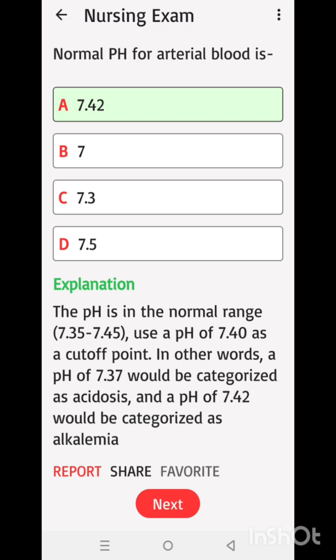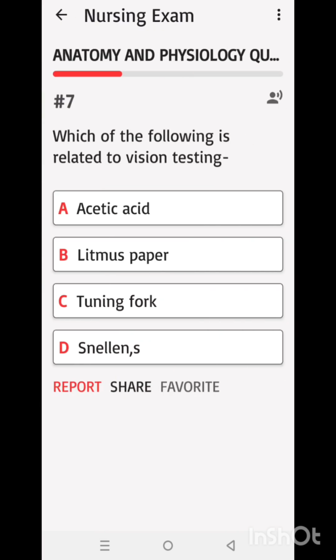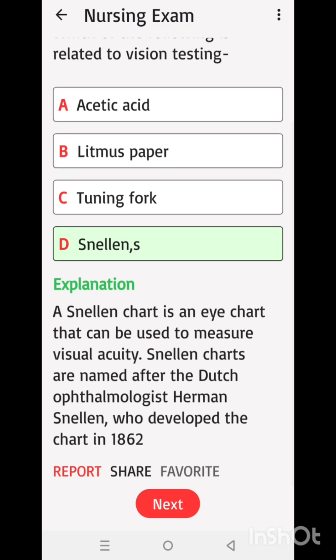Which of the following is related to vision testing? A. Acetic acid. B. Litmus paper. C. Tuning fork. D. Snellen's chart. Correct answer. A Snellen chart is an eye chart that can be used to measure visual acuity. Snellen charts are named after the Dutch ophthalmologist Herman Snellen, who developed the chart in 1862.